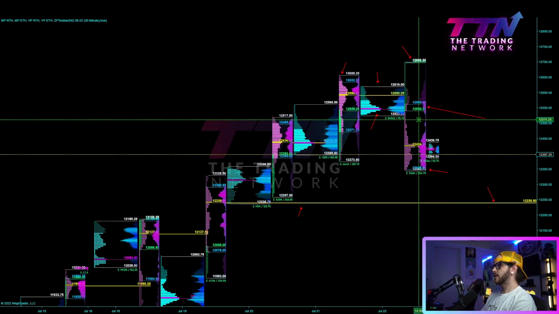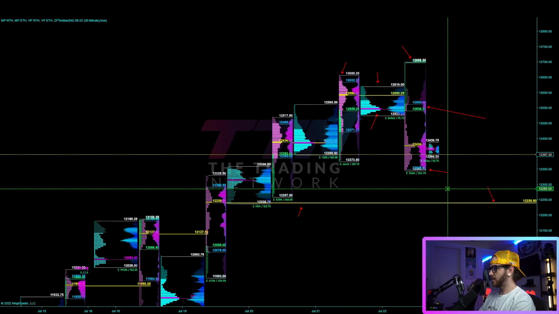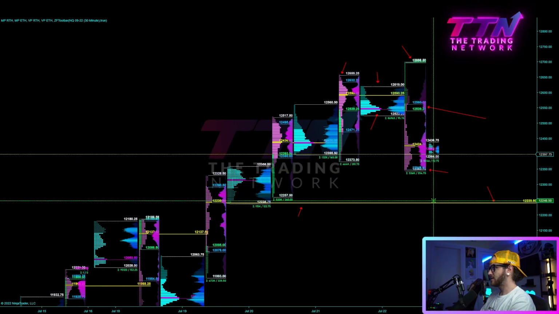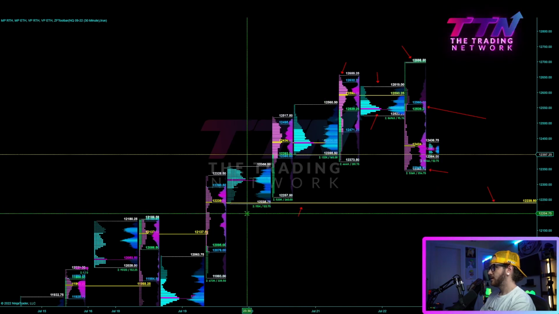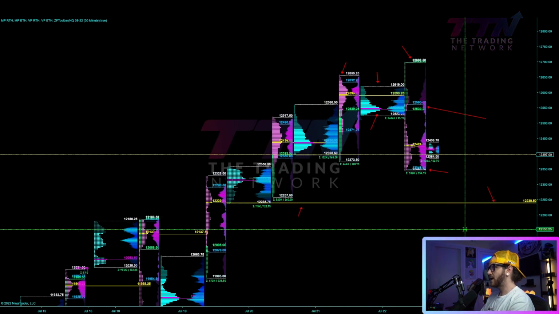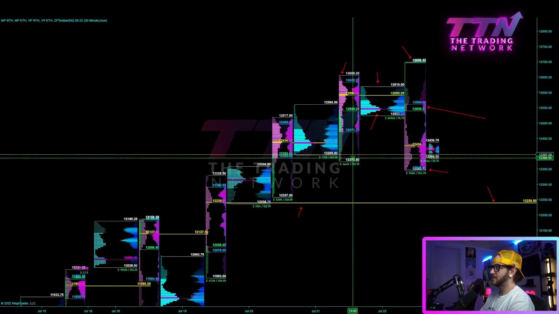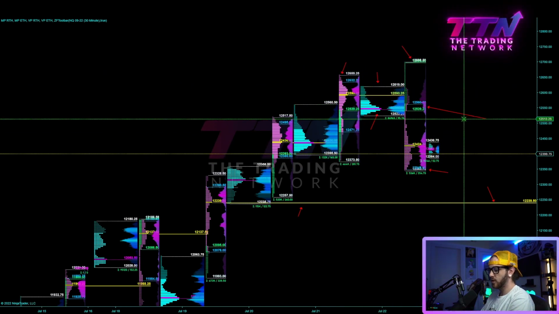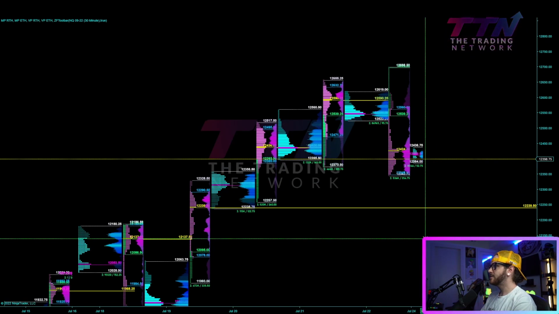So that is kind of the deal with NQ. It's a pretty simple if-then scenario. If we break Friday's low, look for a move down to this naked POC from the 19th and watch a reaction there. If we hold above Friday's low and Thursday's low, look for moves into these higher levels, of course, which I have marked off. And that's about it.